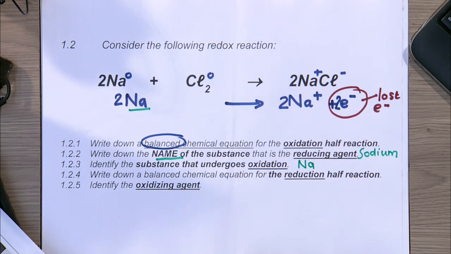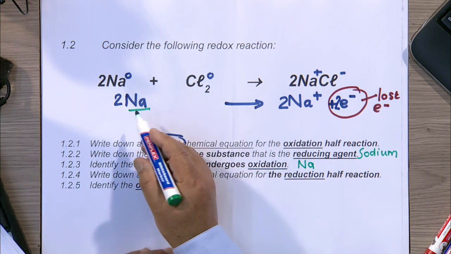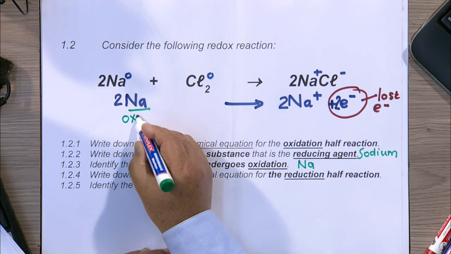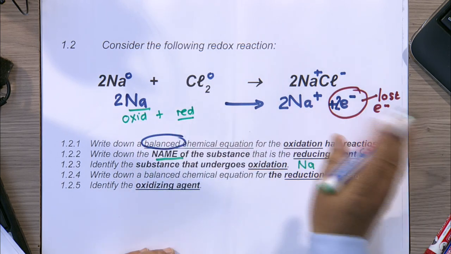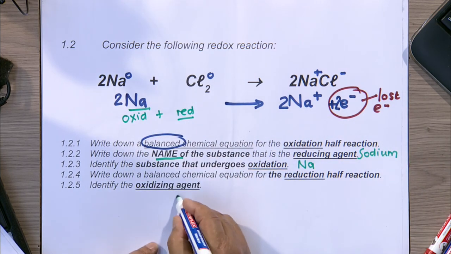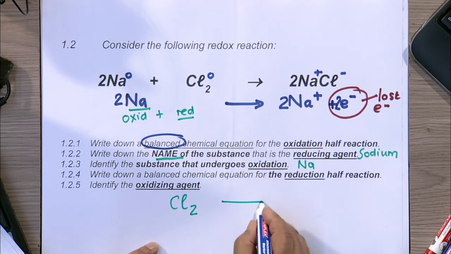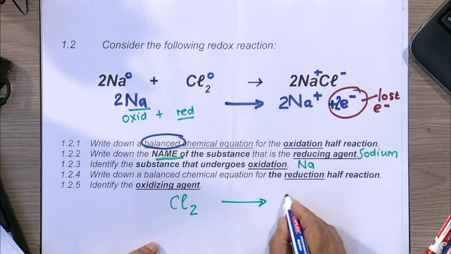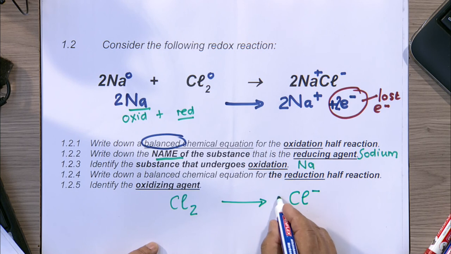Now they ask me for the next one. Write down a balanced chemical equation for the reduction half reaction. So if this one has undergone oxidation, that means the other one must undergo reduction. I don't worry about that side. This is the side that I'm always working with. So therefore, I can write chlorine before, and after the arrow is chlorine with a negative, but I have two here, so I must have two.